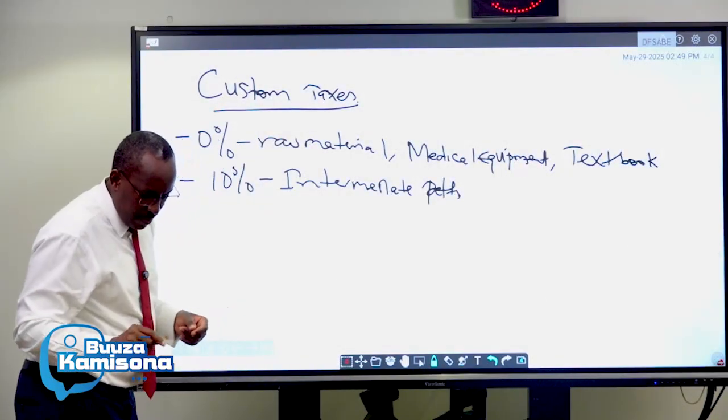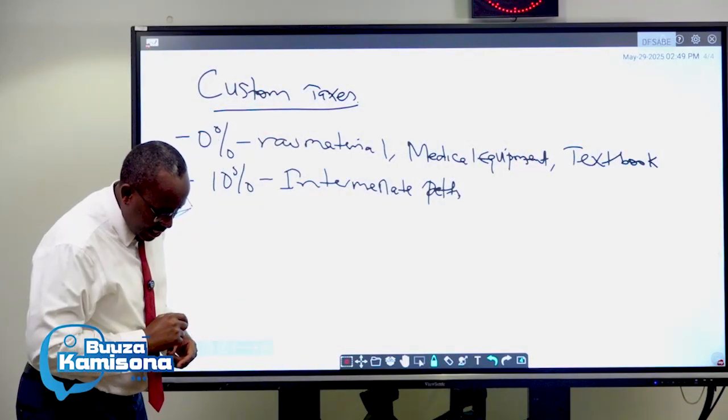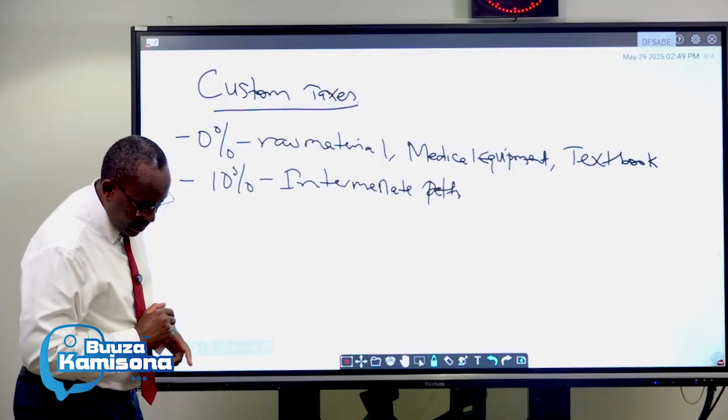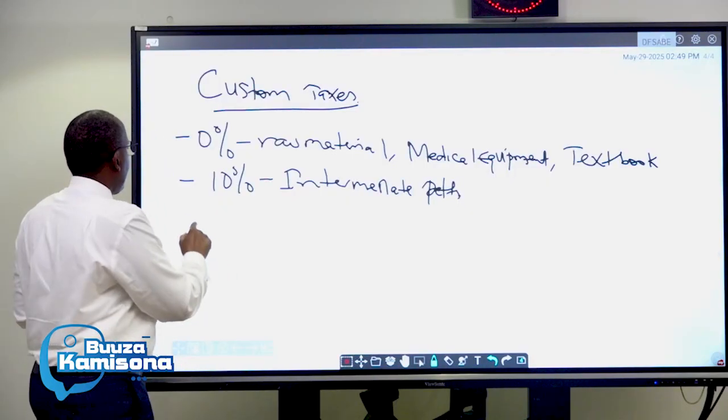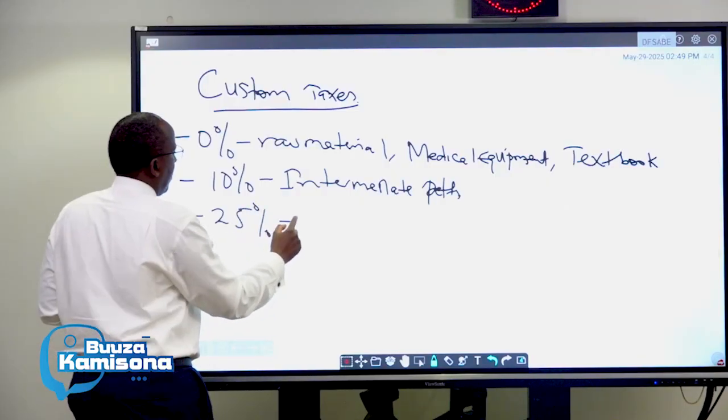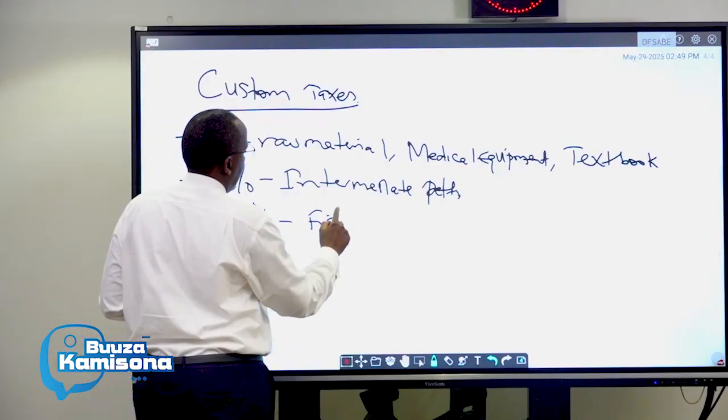So intermediate products pay 10%. The next category is finished products. Finished products pay 25%.